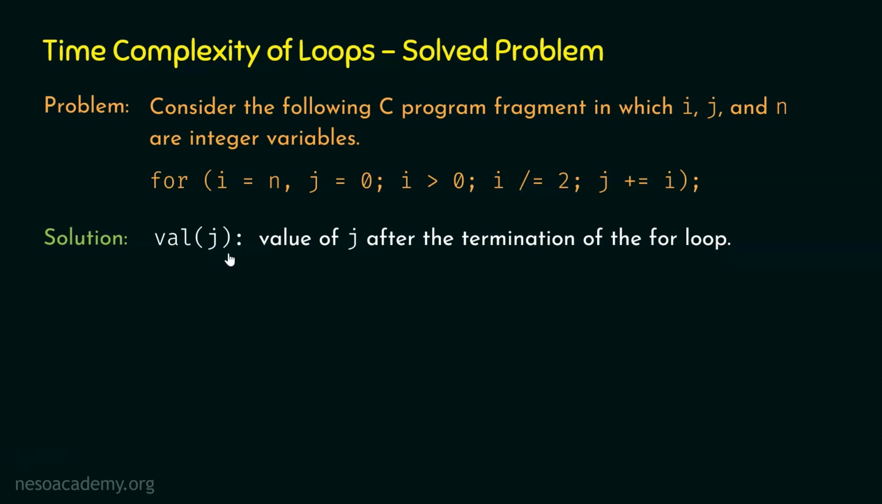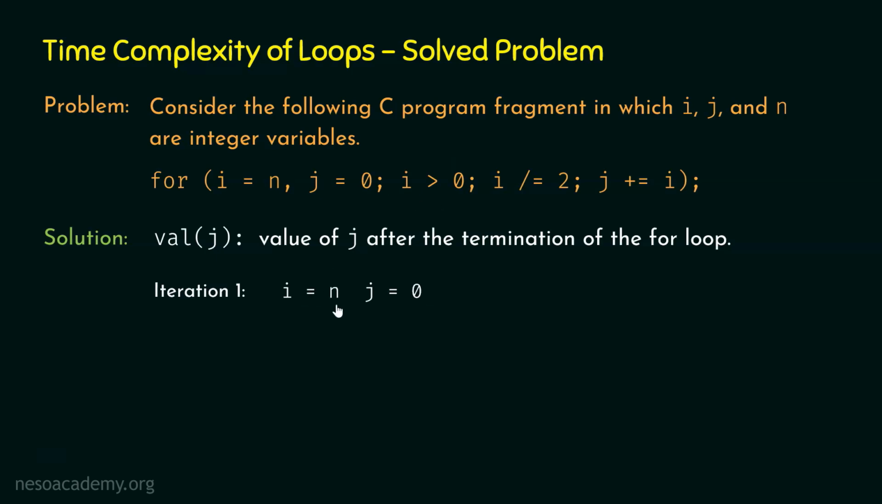In order to find val j, we need to analyze each iteration of this for loop. And for each iteration, we need to carefully observe different values of i and j. In iteration number 1, i is n and j is 0, because i is initialized to n and j is initialized to 0. So one thing is clear, in iteration number 1, i is n and j is 0. Then after this, i is compared with 0.